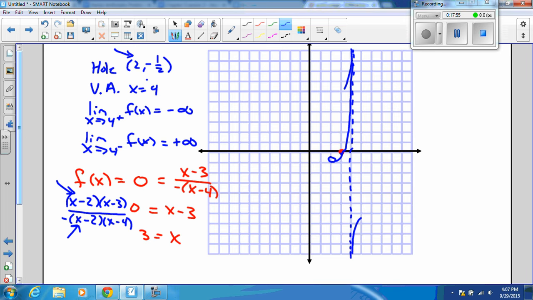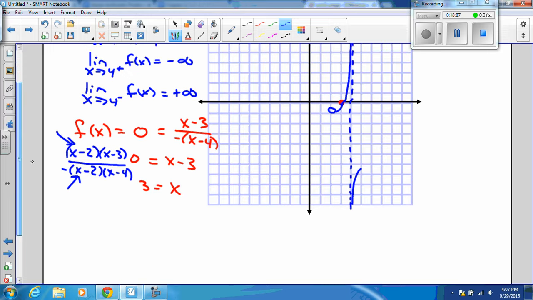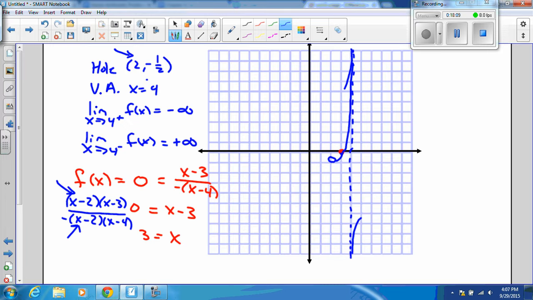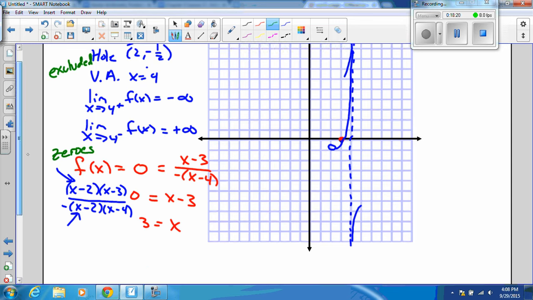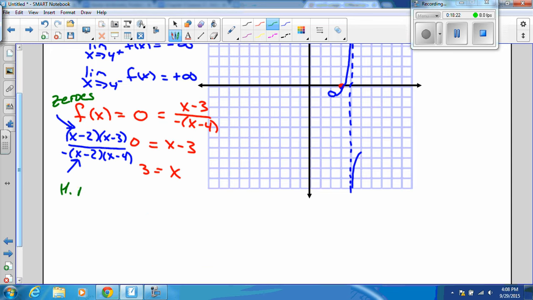So I'll say this really clearly so that nobody makes this mistake. Excluded values cannot be zeros because they cannot be points on the graph because they are excluded. Well, we have managed to find and deal with the excluded values. We have managed to find the zeros.